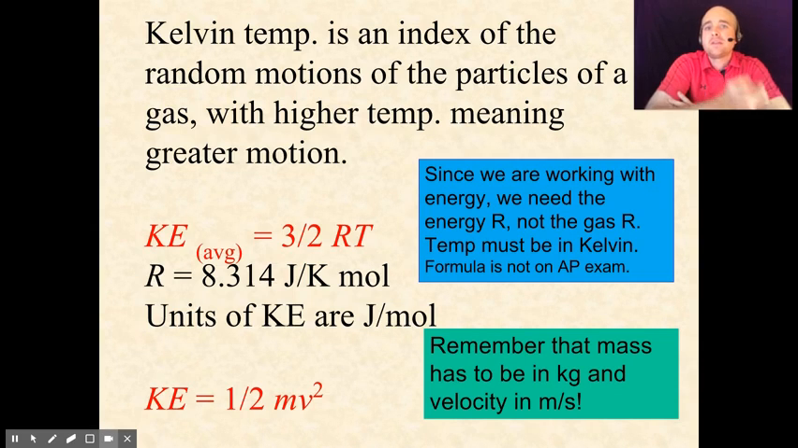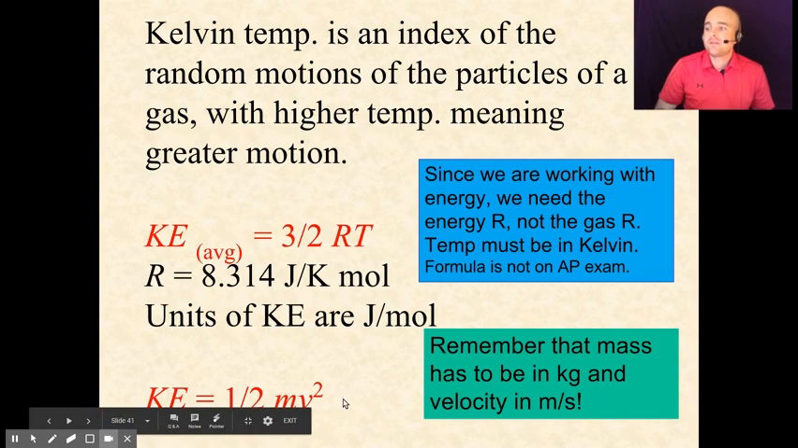Because the units of kinetic energy are actually in joules per mole. For kinetic energy in chemistry, we're looking at joules per mole. So you need to commit this formula and this value of R to memory. But this equation is on your exam.